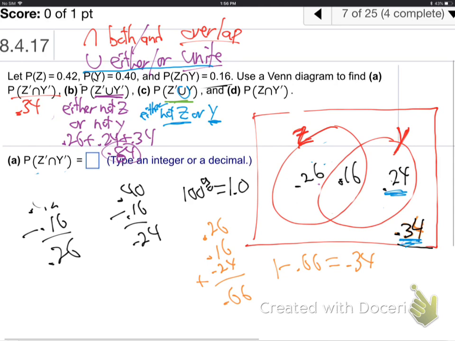Who else is in Y? This. It's those three added up. See how quick that is if you understand? It says not in Z. See the little mark on the Z there? That little mark means not.